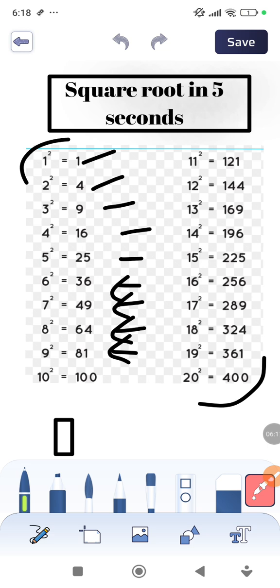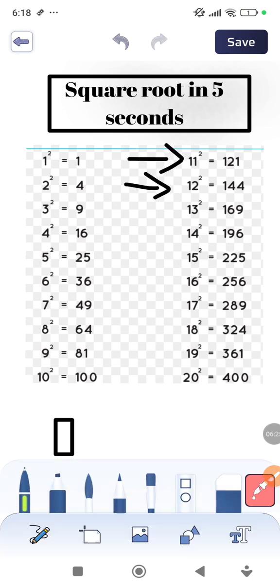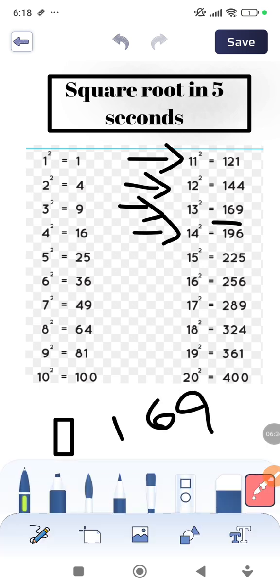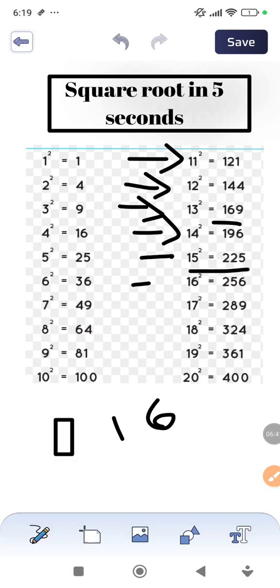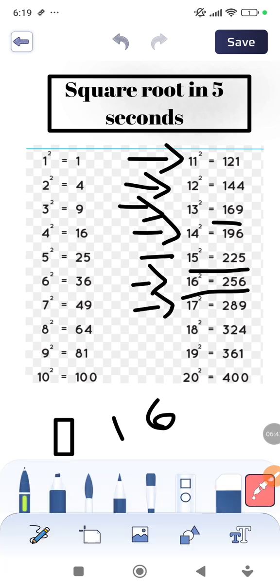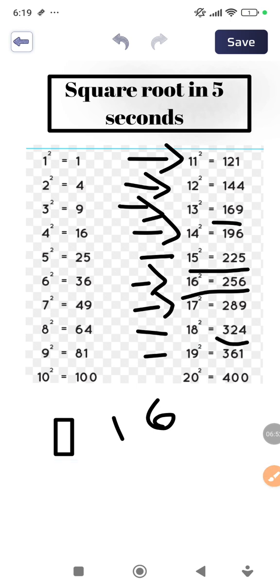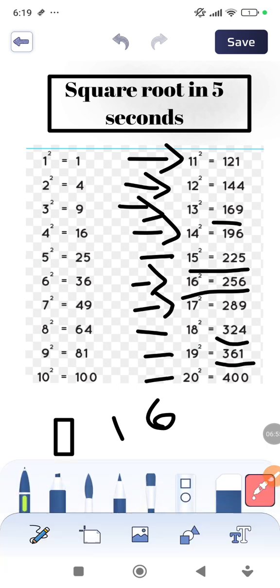Then let's read 11 to 20. 11 11s are 121, 12 12s are 144. Square of 13 is 169. Square of 14 is, instead of 169, it is 196. Of 15 is 225, of 16 is 256, of 17 is 289, that of 18 is 324, that of 19 is 361, and 20 is 400.